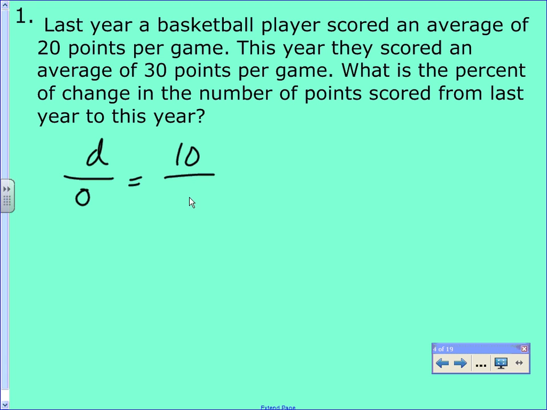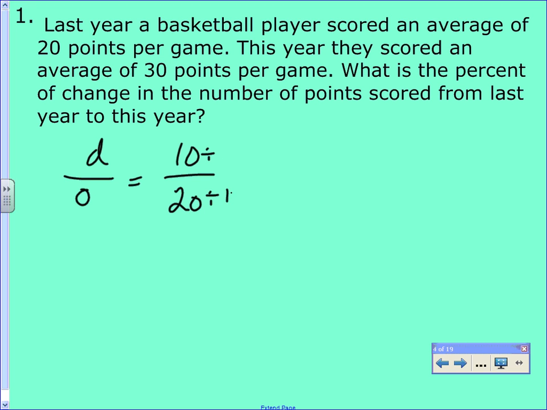Now the part that's sometimes difficult for kids is finding this original. The original is what happened first. And sometimes they'll give you the original later in the problem than they give you the new thing. So you just have to remember that the original is whatever came first in time. So last year, 20 points. This year, 30 points. Last year came before this year. So last year, that's our original. So 10 over 20 is our fraction.